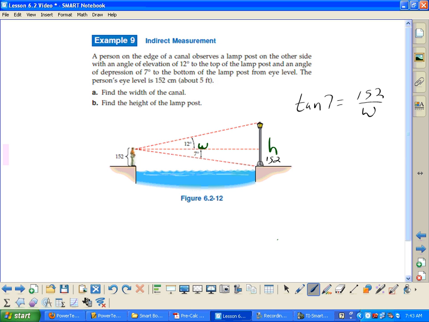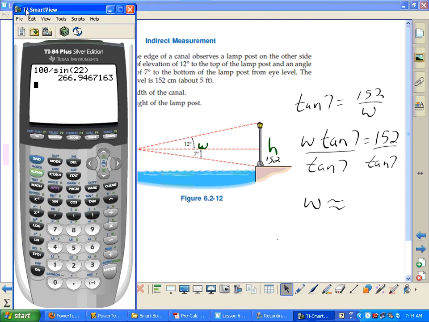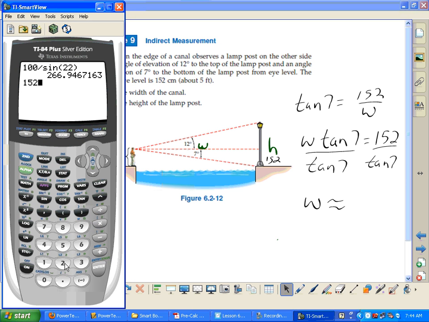And so here we've got that situation again with the variable in the denominator, so we'll multiply by it. So we get W tangent of 7 equals 152, and then divide by the tangent of 7. So W then is approximately, and take our calculator, so move it over this side for a moment, and we get 152 divided by the tangent of 7, which gives us 1,237.94 centimeters.